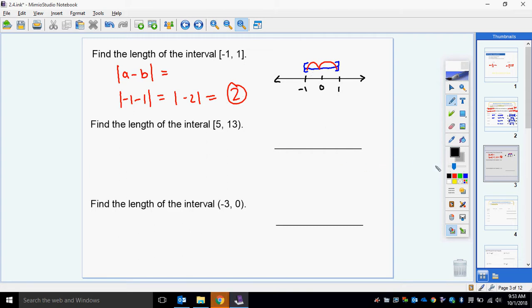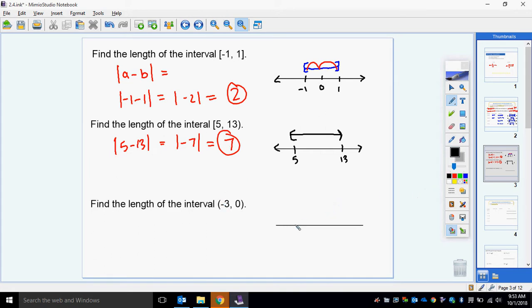Find the length of the interval 5, 13, with 5 being a bracket and 13 being a parenthesis. How many units am I counting over here? Well, if you didn't want to draw a number line, you want to do the absolute value way, you could take 5 minus 13, and you know that's the absolute value of -7, and the absolute value is always positive, so 7 is the length of this interval.